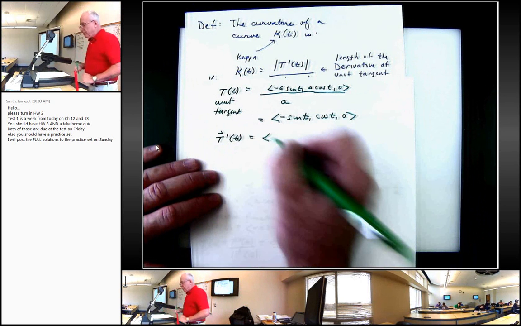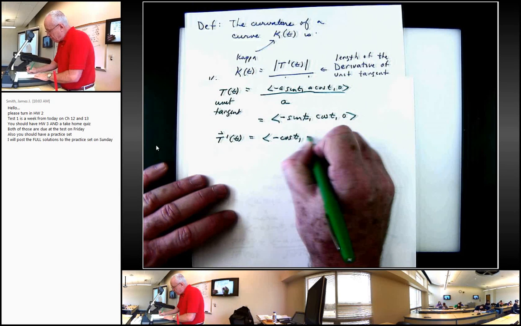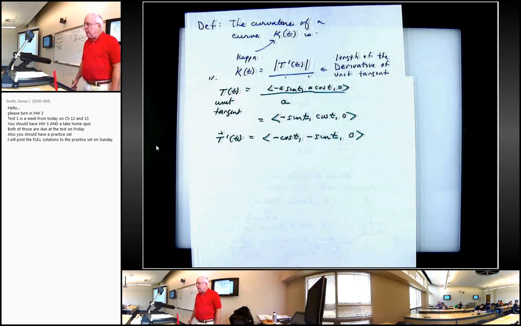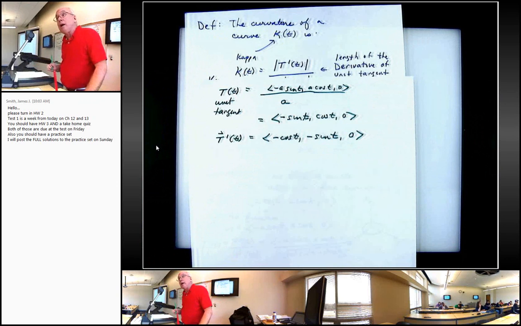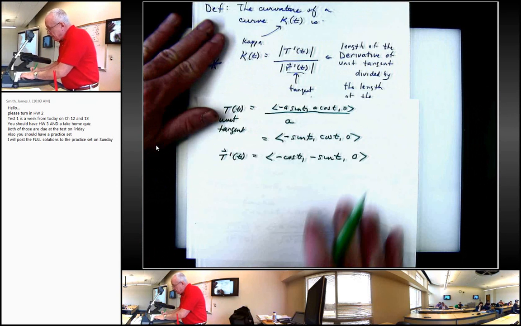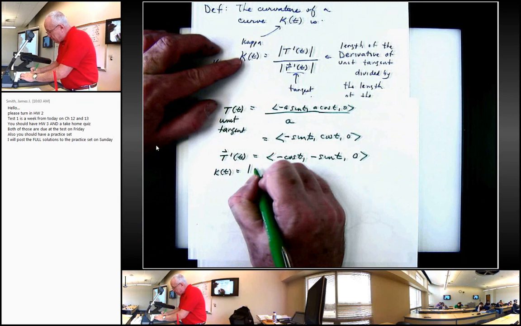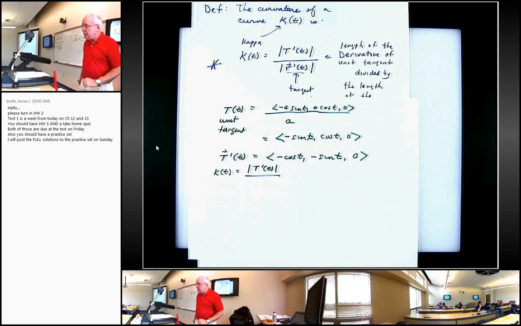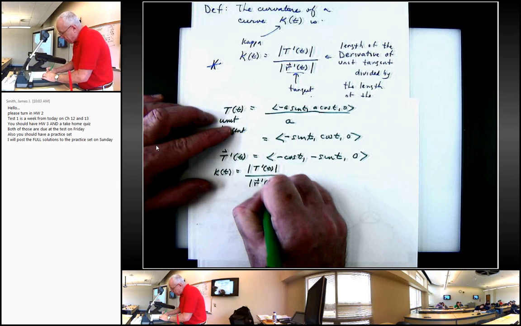And so the derivative of the minus sine is the minus cosine. The derivative of the cosine is the minus sine, and we have a 0 there. So this is our capital T prime. Now, in our formula for K of T, our curvature, the top part is the magnitude of the derivative of T, and then the bottom part is the magnitude of R prime of T.